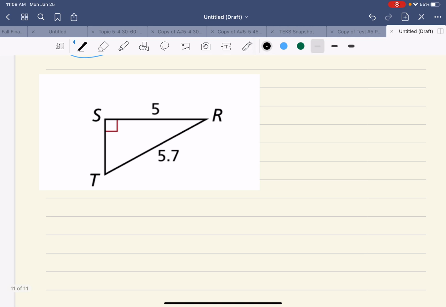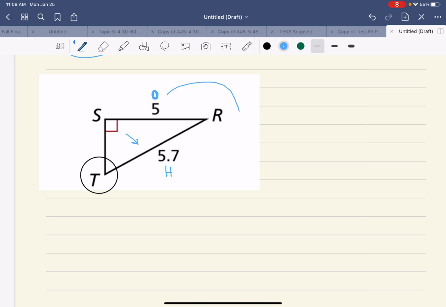Okay, we're trying to find angle T. So again, we want to label our side lengths. If we want to find angle T, we're going to label the sides it gives us in comparison to that angle. So SR, which has a value of 5 on it, is opposite, so it gets labeled with an O. And then 5.7 is the hypotenuse because it's across the 90-degree angle.